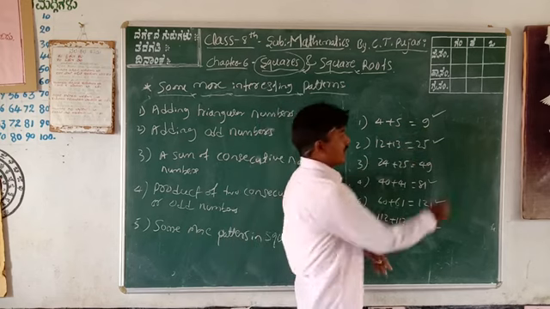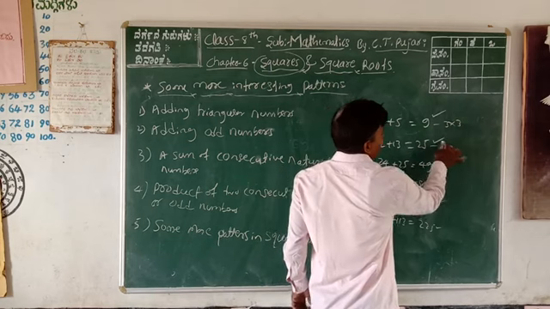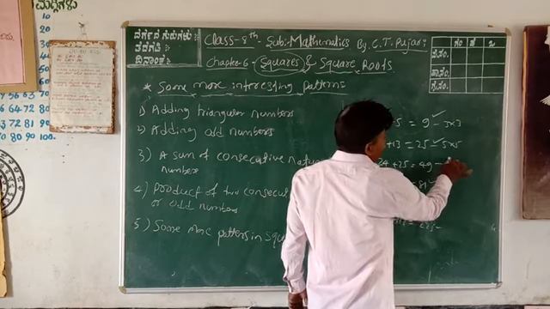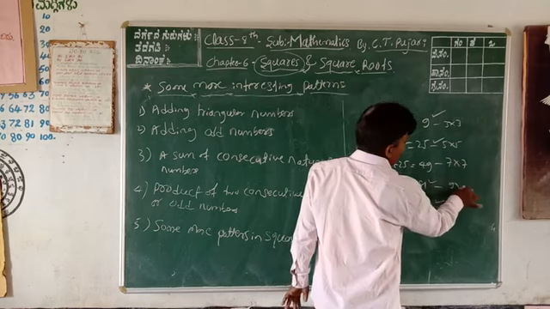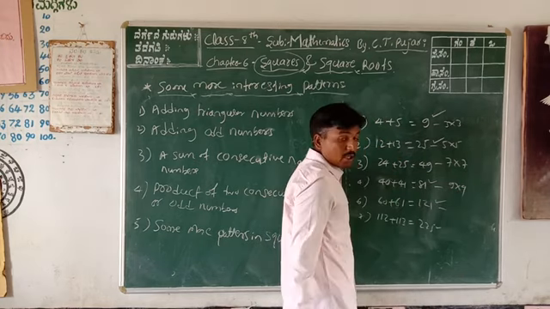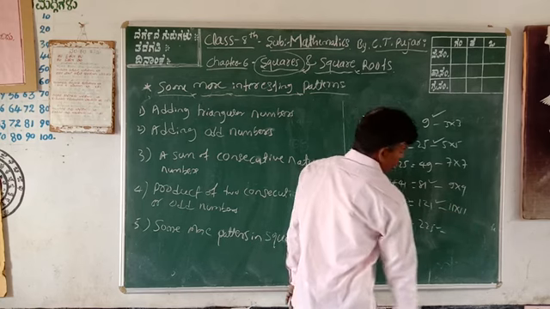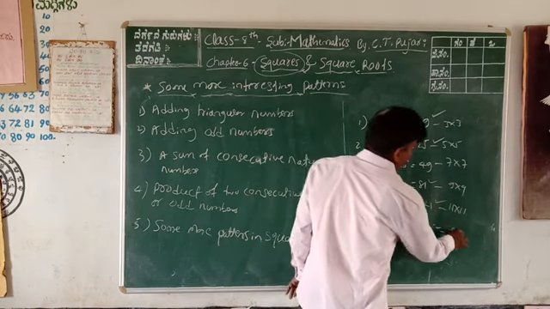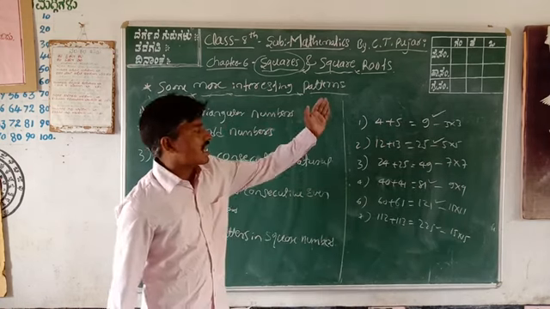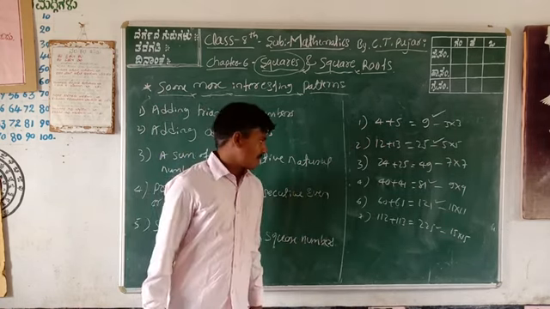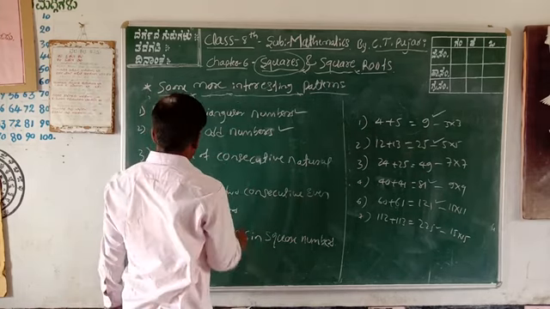Which square number? That is 3 into 3. 25 is 5 into 5. 49 is 7 into 7. 81 is 9 into 9. What about 121, a square number? That is 11 into 11. 225, that is 15 into 15. These all are square numbers, sums of consecutive natural numbers. This is over, second also over, this also over.